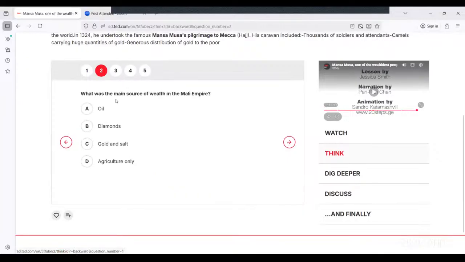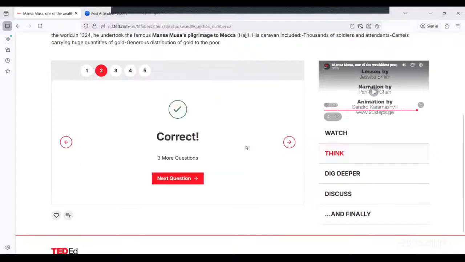For example, what was the main source of wealth in Mali Empire? Oil, diamonds, gold and so on. This is how students can check the answer. So it will be more interactive, and students will also be interested. They can also repeat the video. They can pause, for example, you can just click the video at a particular point, for example, 1 minute, where the answer is. You can just mark it, and you can show the answers to them.